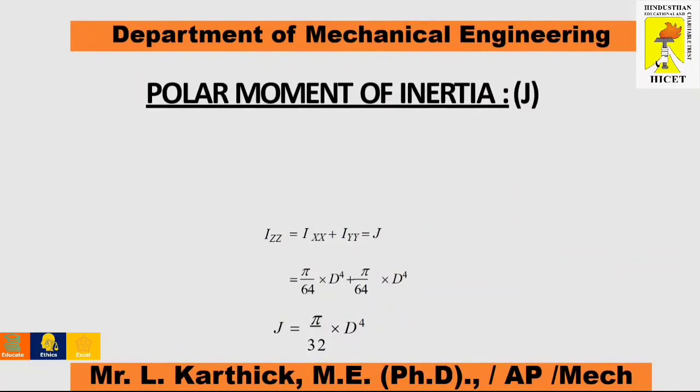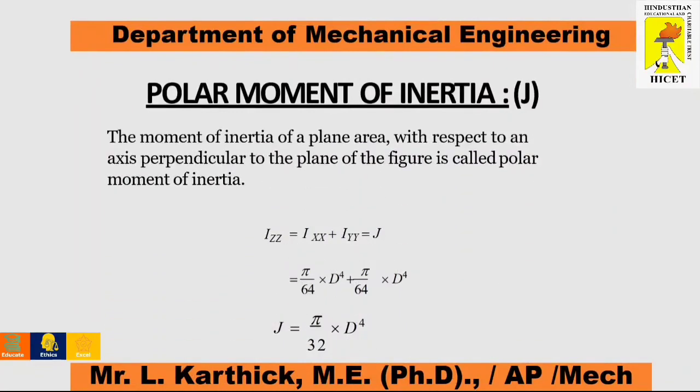Next we discuss the polar moment of inertia. We already know the formula T by J equals tau by R equals C theta by L. This is the torsion equation. So J plays a major role. J is the moment of inertia of the plane with respect to an axis perpendicular to the plane of the figure, and it is called the polar moment of inertia.